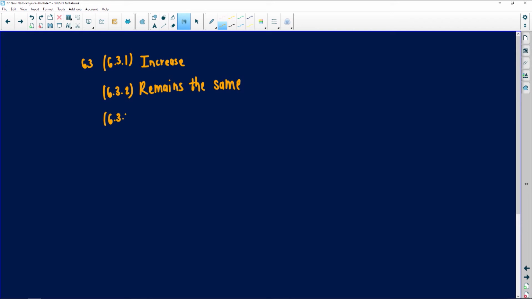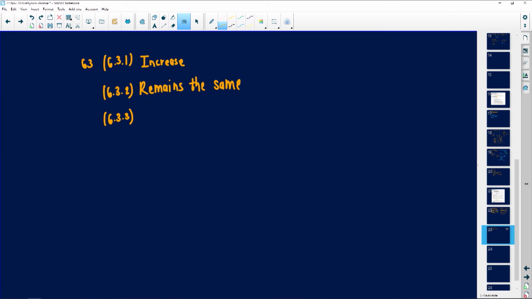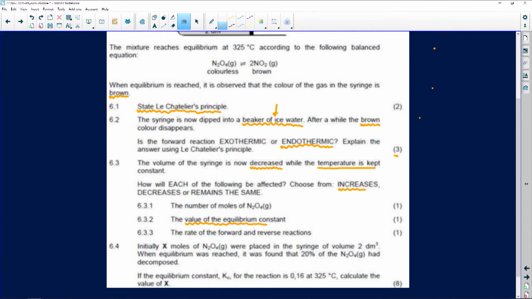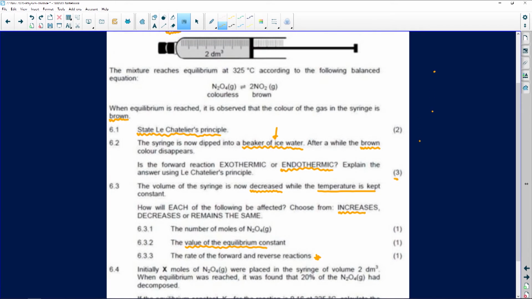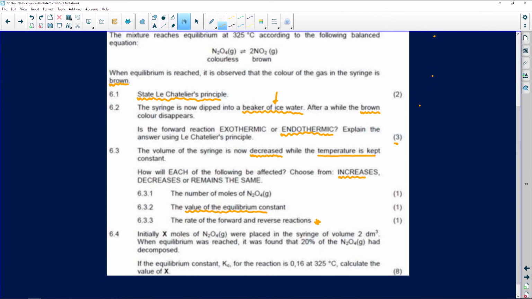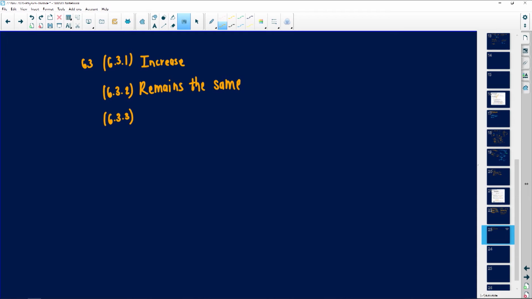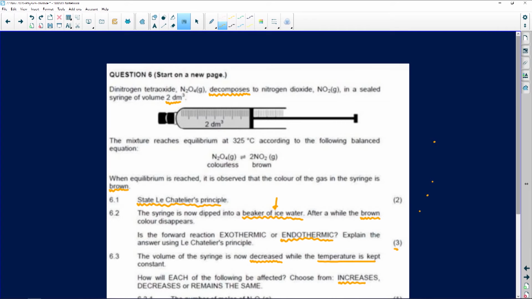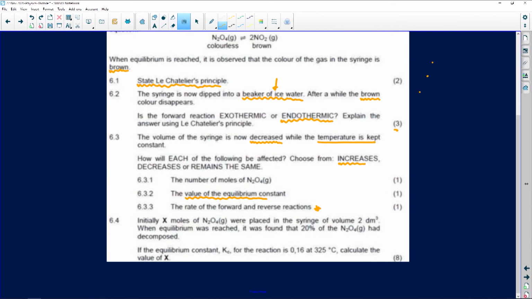So we're going to do 6.3.3. Let's look at the last one for this section. The next one says, how will the rate of the forward and the reverse reaction be altered? Remember, we have decreased the space between the particles. It means that it will increase, more effective collisions will take place because they have less space, and they will collide more often. So it will increase. If you decrease the volume by increasing the pressure, you increase the rate of a reaction because the particles don't have so much space to actually move around in.